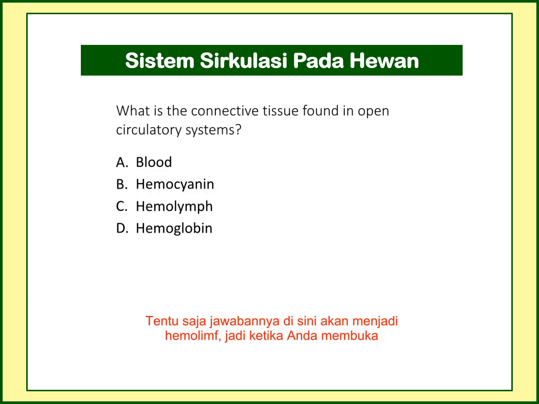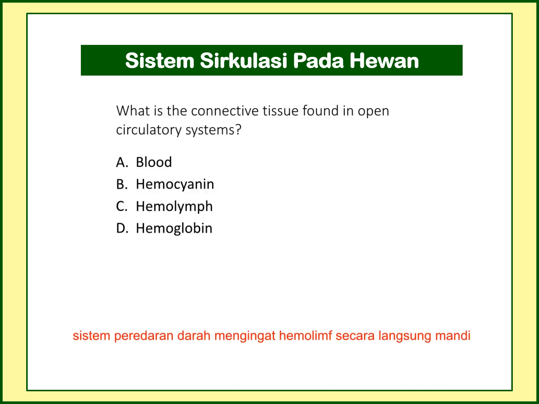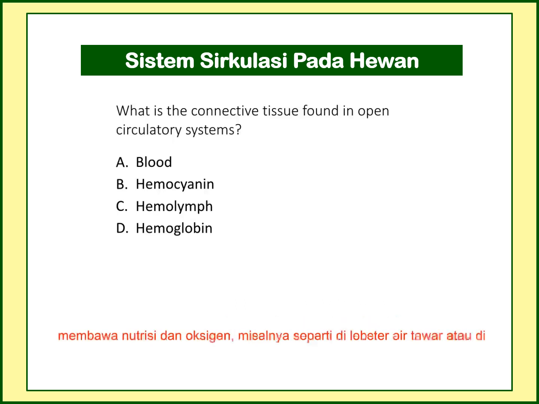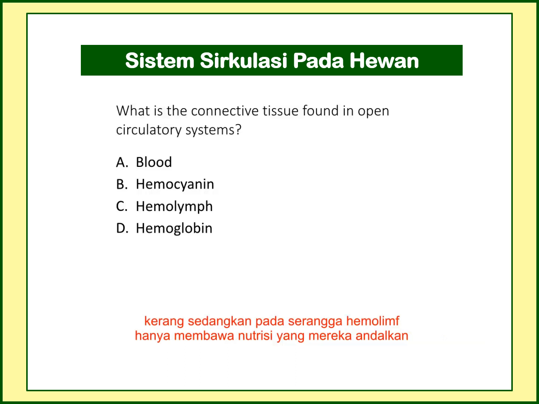Okay, so when you have an open circulatory system, remember the hemolymph is directly bathing the tissues. And I just want to remind you again that in some organisms, hemolymph carries both nutrients and oxygen. So for example, like in the crawfish or in the clams, while in insects, the hemolymph is only carrying nutrients. They rely on their tracheal system for oxygen. This is something that gets students every year, so just make sure you keep that in mind.